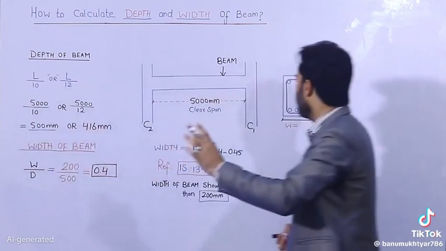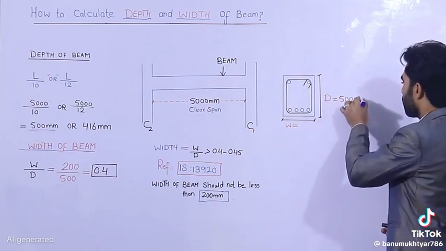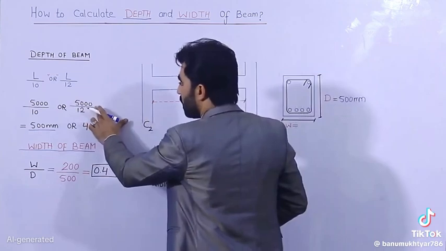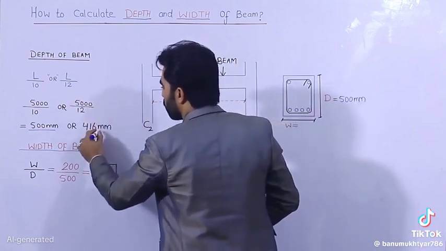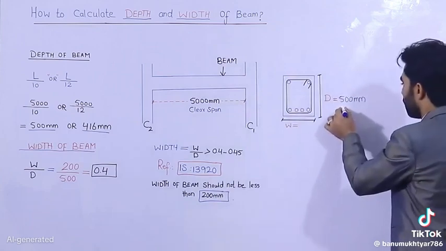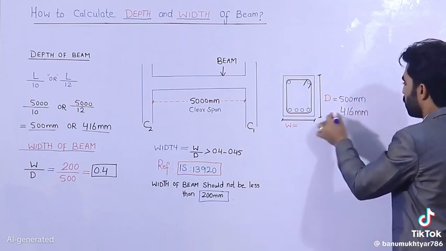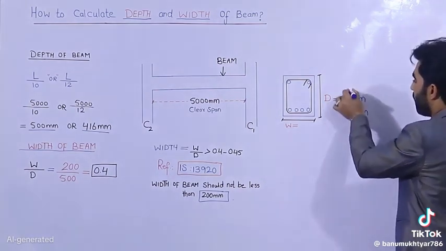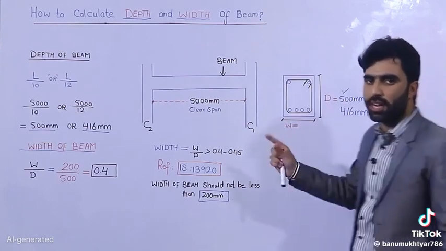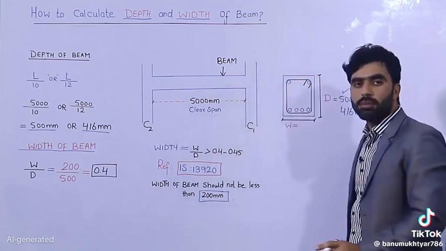So the depth of the beam should be 500 mm. This is the depth of beam. Or L divided by 12. So where L is clear span is 5000, so divide by 12. So we require 416 mm. So you can take any one of them, okay? But 500 is better than this one because factor of safety is very important in civil engineering, especially for any kind of structure. So now guys, this is the formula to find out the depth of beam.